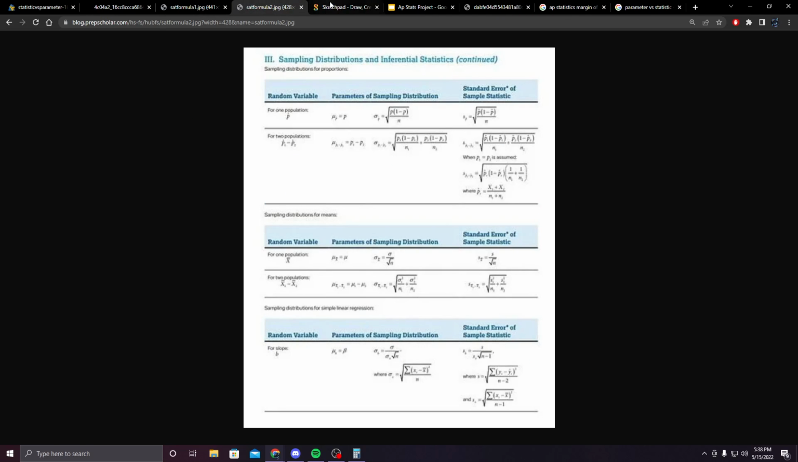Now, many things of chi-square are usually the same, except for normality, and that is because chi-square is a little bit different from that.